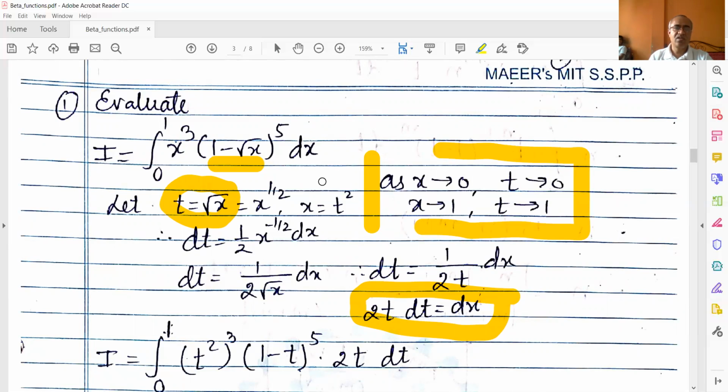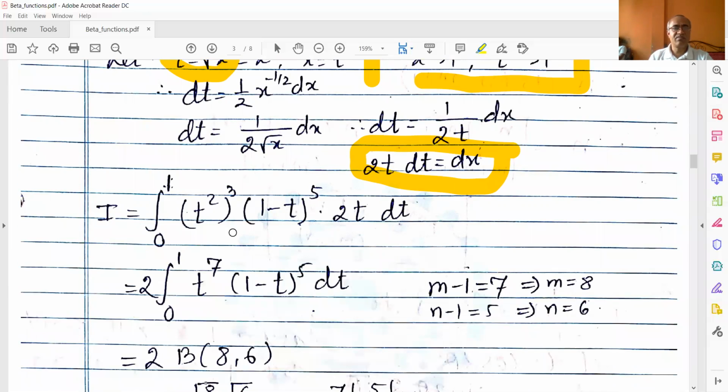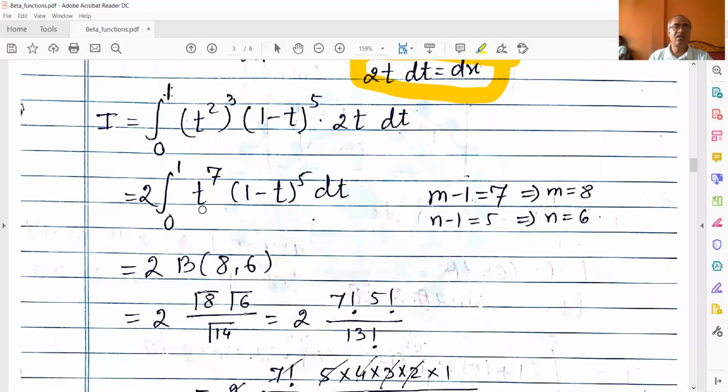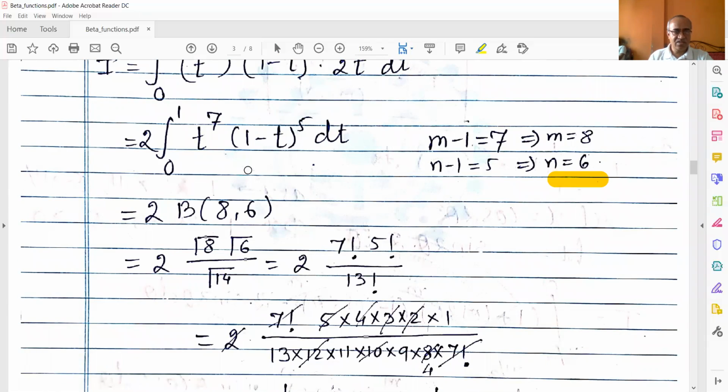With the use of these substitutions, the expression will get converted simply into I is equal to integration 0 to 1 t square. At the place of x we have kept t square, raised to 3, 1 minus t raised to 5, into 2t dt. At the place of dx we have kept 2t dt. So simply it is getting converted into t raised to 7, 1 minus t raised to 5. This is m minus 1. Here we have 7, so m is equal to 8, and n minus 1 is equal to 5, and n is equal to 6. So this expression or this integral is beta 8 comma 6.